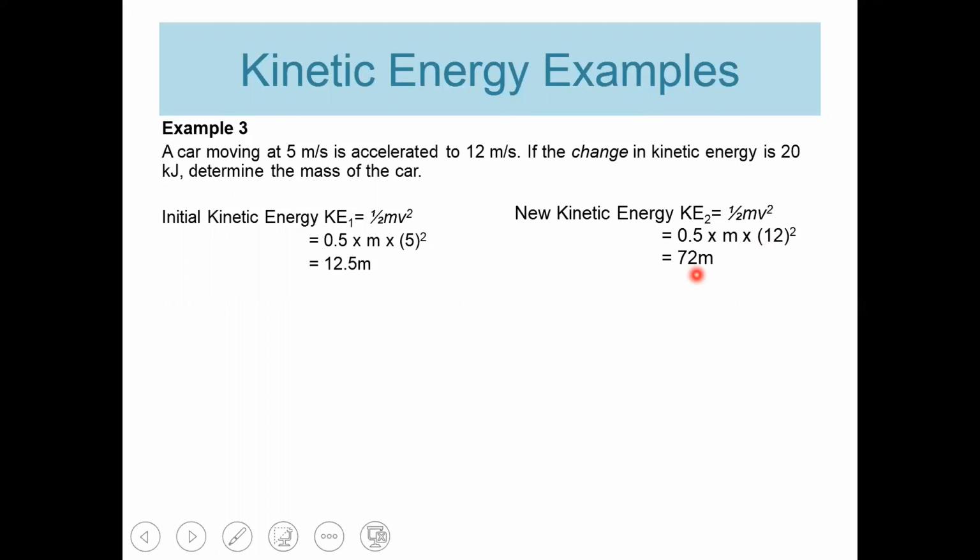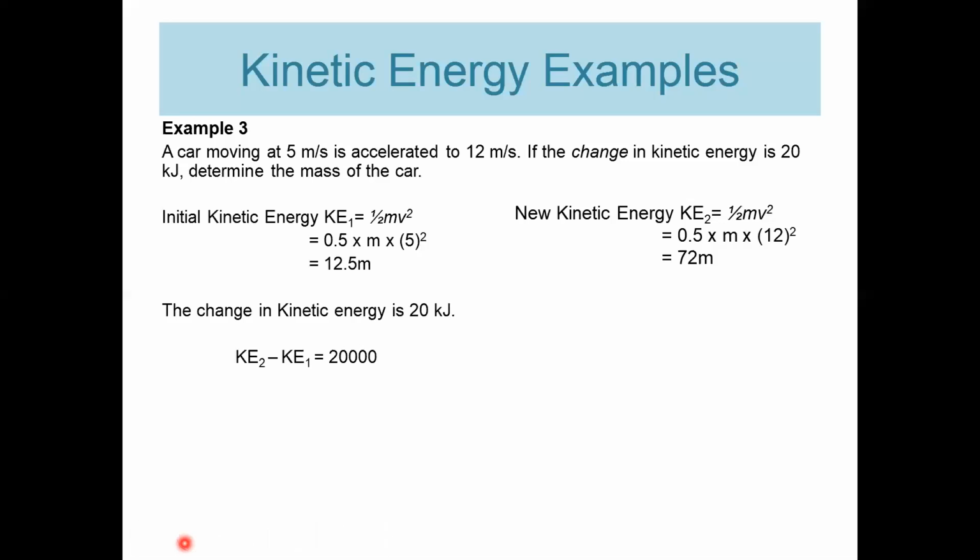So now we have two ways of expressing the kinetic energy: 12.5 times the mass of the vehicle and 72 times the mass of the vehicle. What we also know is that the change in kinetic energy is 20 kilojoules. So if we subtract the initial kinetic energy from the new kinetic energy, the change should be 20 kilojoules.